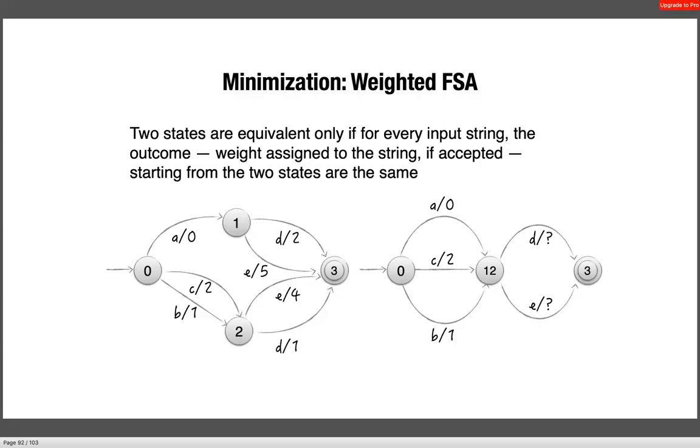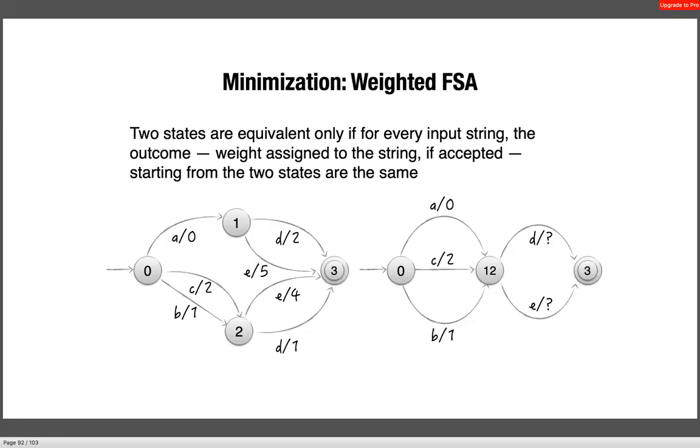We already talked about what it means for two weighted FSAs to be equivalent. Now, when are two states said to be equivalent? Two states are equivalent if for every input string which starts from the two states, the outcome, which is the weight assigned to the string from those particular states to a final state, will be exactly the same.